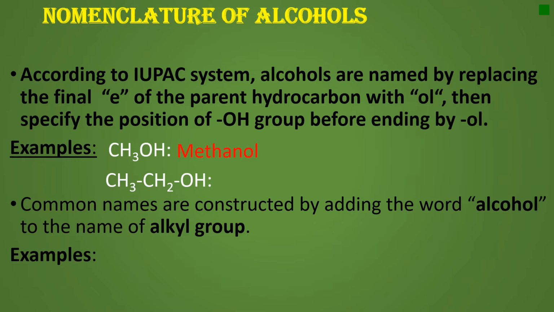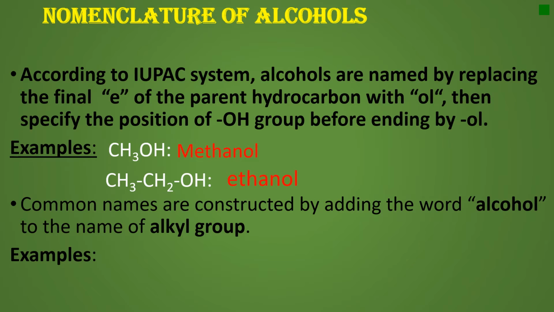The second example is CH3CH2OH, which is derived from the hydrocarbon called ethane. If we want to name this alcohol, we can replace the ending E of ethane by OL, and the name of the alcohol becomes ethanol.